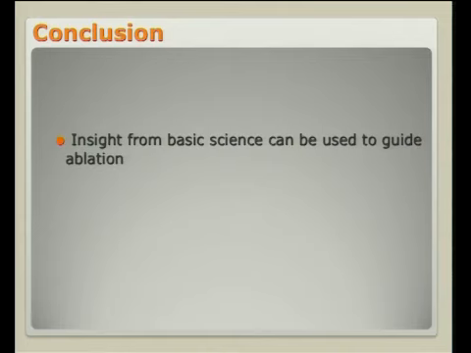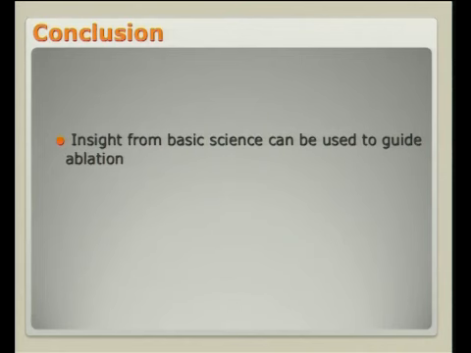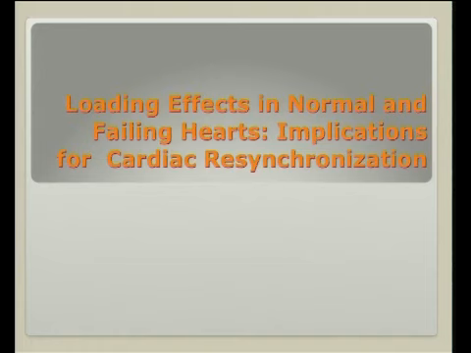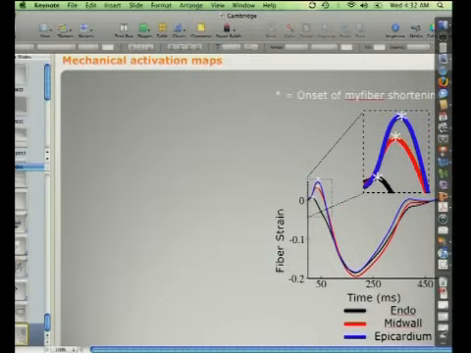So in conclusion, in addition to the electrophysiological insight that we gained from this study, we also now have gained insight to guide ablation. So it is a 2-step process in which we understand what are the mechanisms that underlie that process, and then we use that to guide the actual clinical procedure. So this concludes the first part of my talk, and what I want to do now is move on to the second application of our image-based modeling approach, in which I want to talk about electromechanics, and specifically about the loading effects in the normal and failing hearts, and what are the implications for cardiac resynchronization therapy.